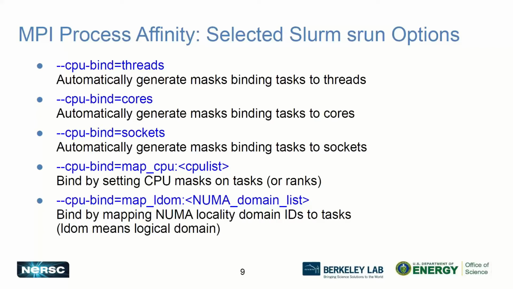For MPI process affinity, there are a few options. This is an example with Slurm srun options. Similar options exist for mpirun as well. So you can bind your process to threads or cores or sockets, or you can give a specific CPU list or a NUMA domain list, map_ldom as well. There are different ways to make sure you bind your MPI process first.